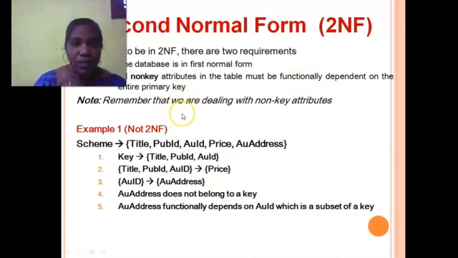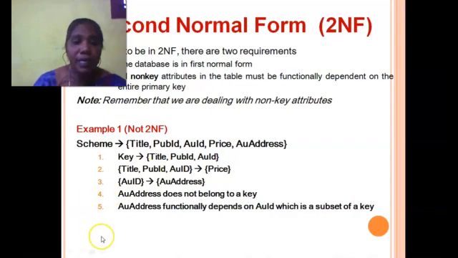For example, we are dealing with the non-key attributes. Again, take one example. For example, it is a scheme. In the scheme there is a title, publication ID, author ID, price, then author address. What are the keys? That means title, publication ID, author ID. So this price is functionally dependent on the title, publication ID, author ID. So this is not in 2NF now because not all non-key attributes are functionally dependent on the entire prime key.